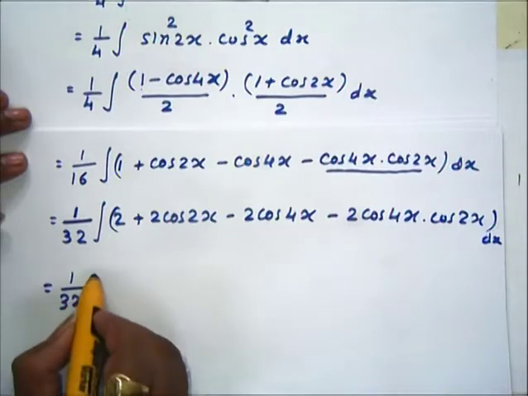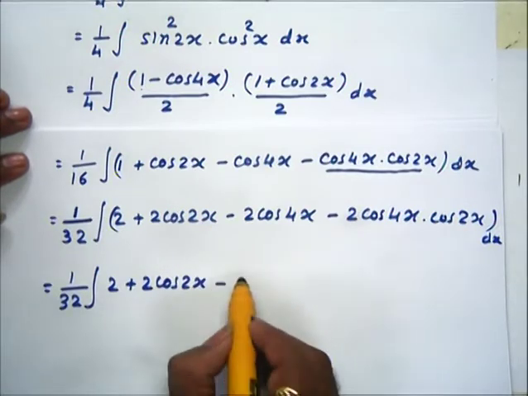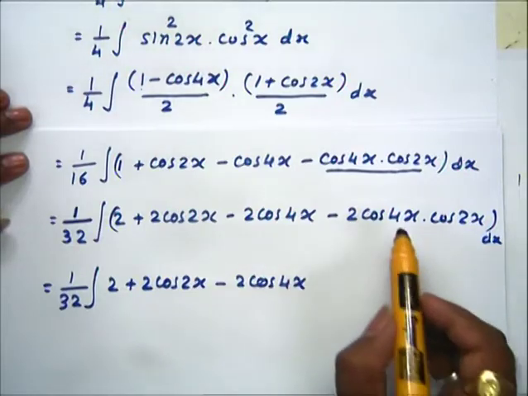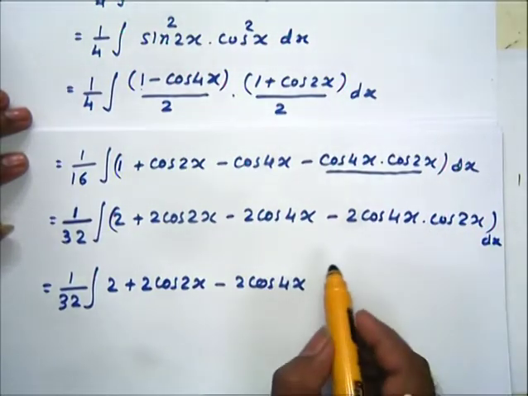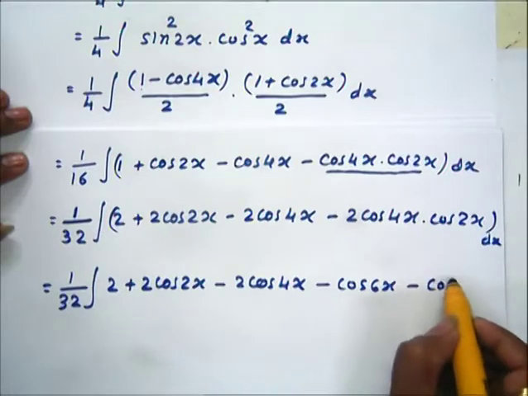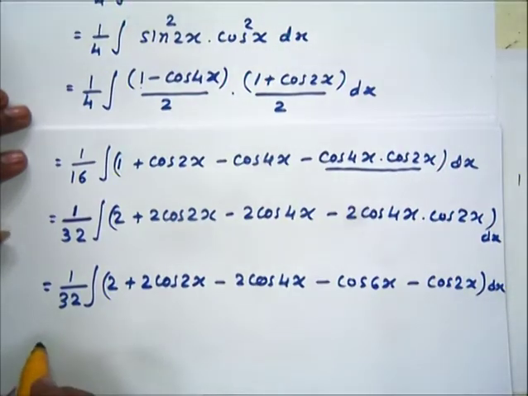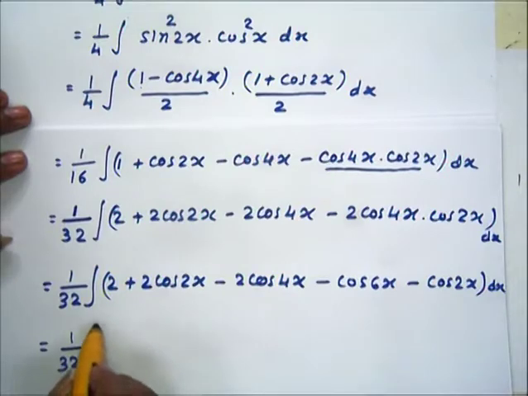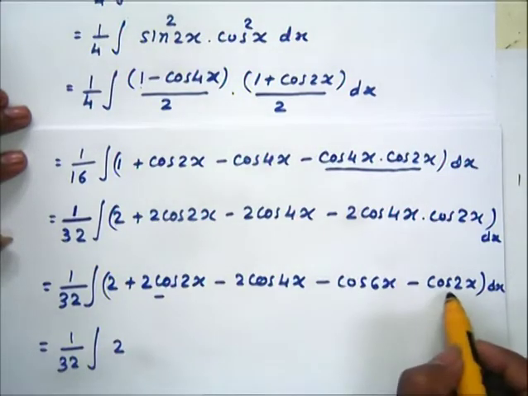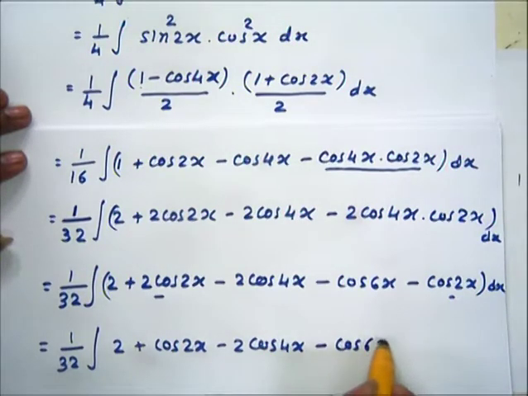1 upon 32, 2 plus 2 cos 2x minus 2 cos 4x, then 2 cos A cos B means cos plus cos, but here it is minus, so minus cos of alpha plus beta, which is 6x, minus cos of alpha minus beta, which is 2x, dx. 1 upon 32 integration, this is 2 cos 2x minus cos 2x, which is nothing but plus cos 2x, minus 2 cos 4x minus cos 6x dx.